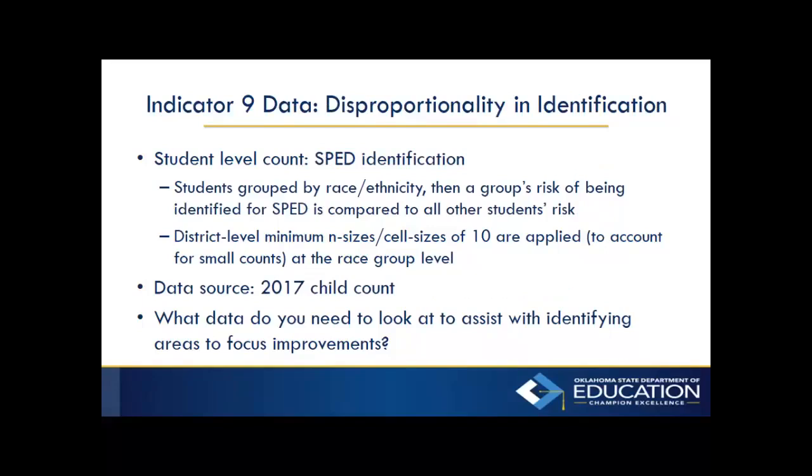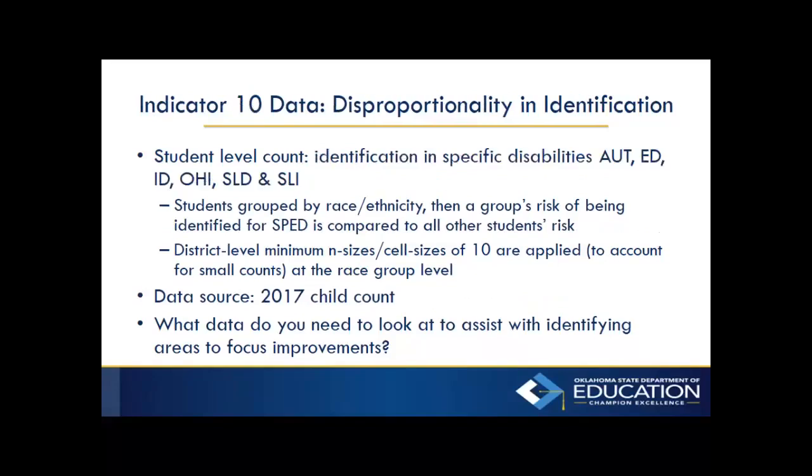I think we had 10 or 11 districts identified for indicator 9, so not that many this year. The bigger group was indicator 10, okay? And these are specific disability areas. So for 9, we are required to look at special ed identification overall. For 10, we are required to look within specific disabilities.